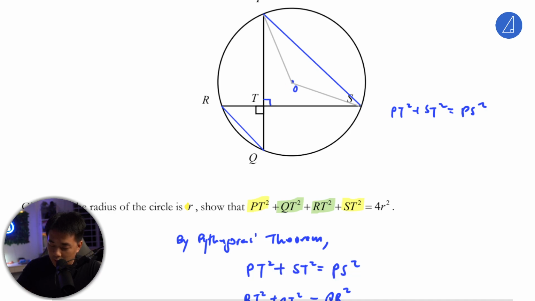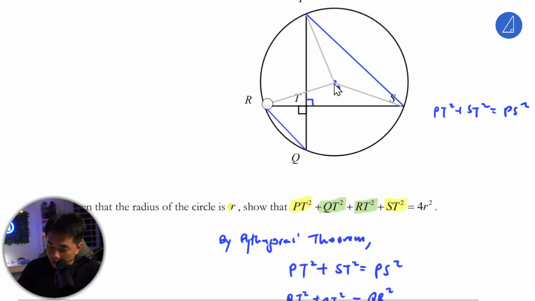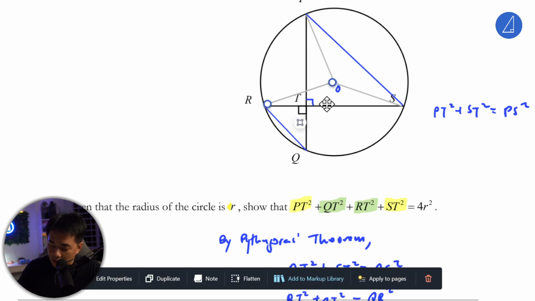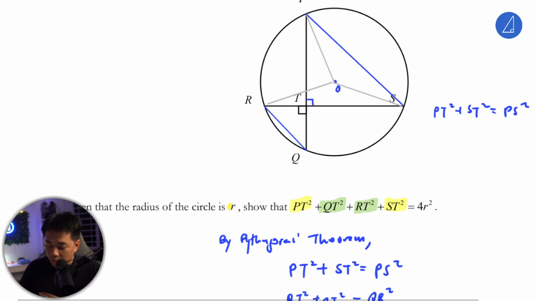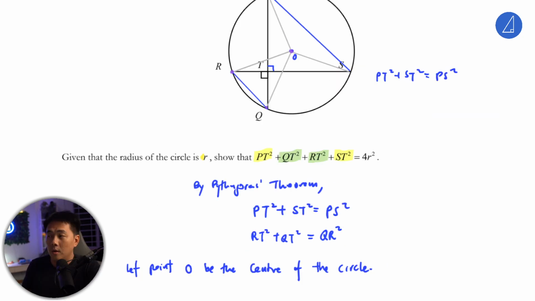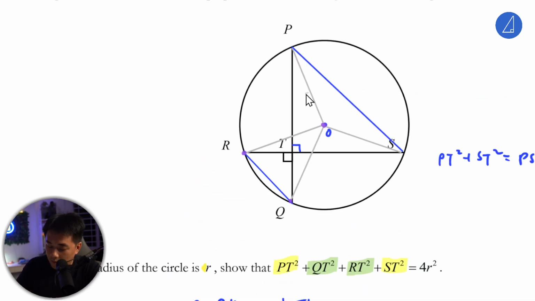And similarly, I'm just going to label this side as well. Because we know that if these two lengths, PS and RQ, are important, we need to extend our radius to this side here. So with that, if this is a radius, we know that this is R, and this is R, this is R, and this is R. Okay, so just look at that.